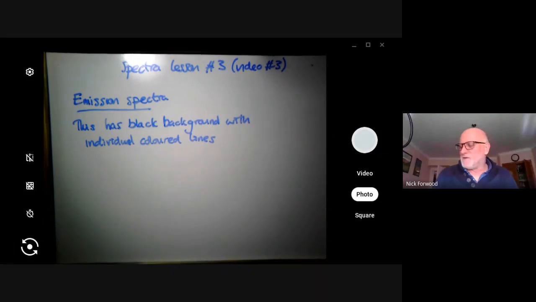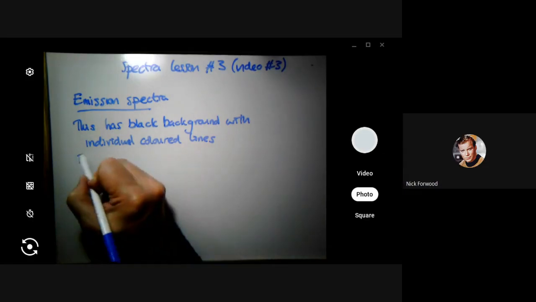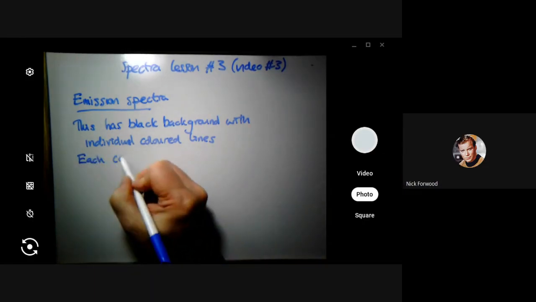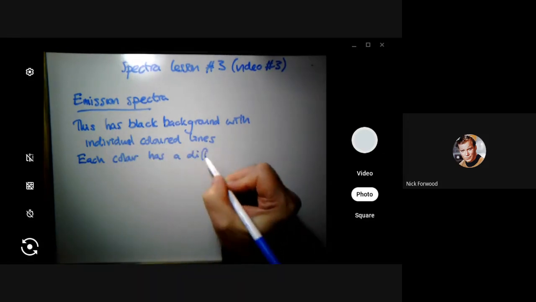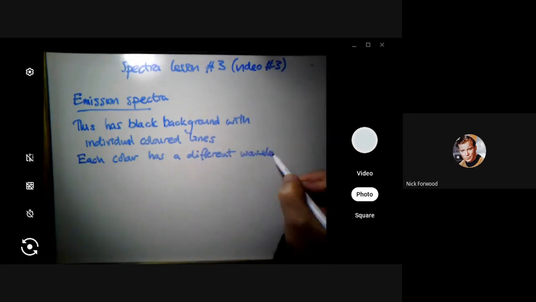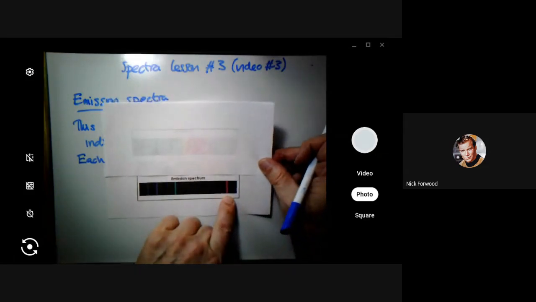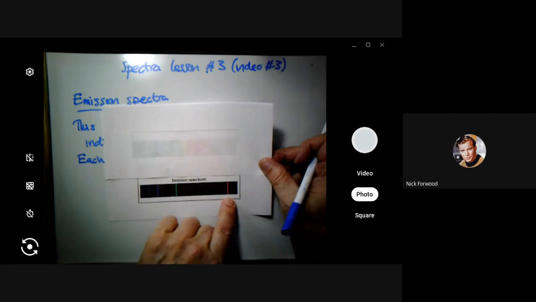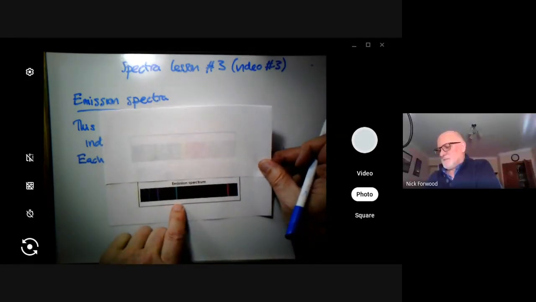relate to the wavelength of the light, because every different color's got a different wavelength. And where can you find information about these wavelengths if you wanted to look up the wavelength of that red line, for instance? You could go to the data sheet and it will give you some information about the specific wavelength of that red light or green light or blue or whatever.